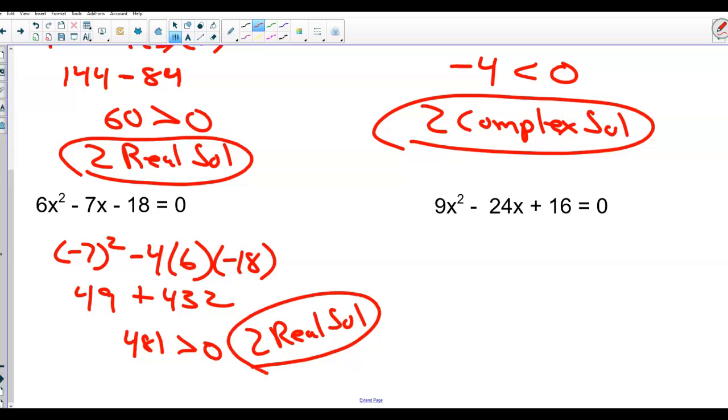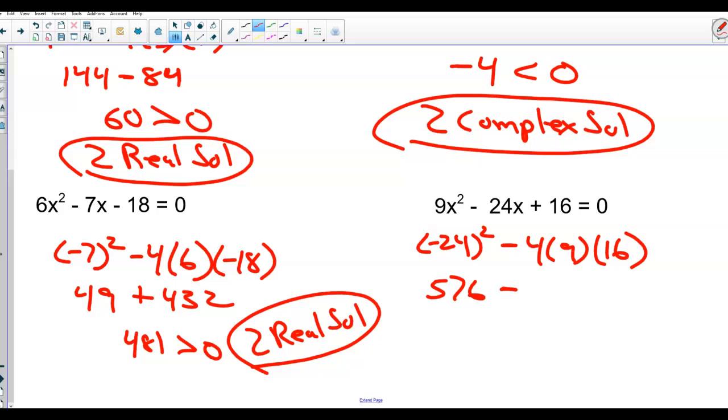Negative 24 squared minus 4 times 9 times 16. Negative 24 squared is 576. 4 times 9 is 36, times 16 is also 576. 0 equals 0. When the discriminant equals 0, it is one double root.